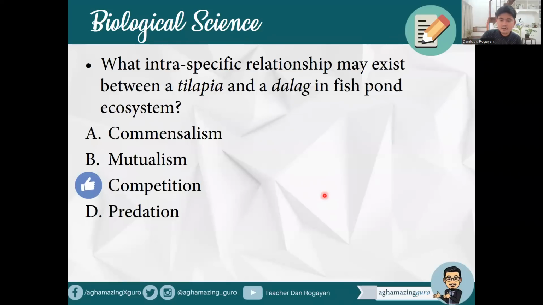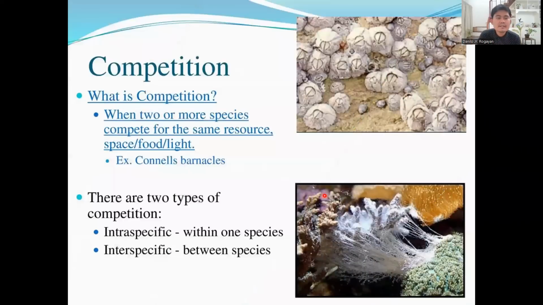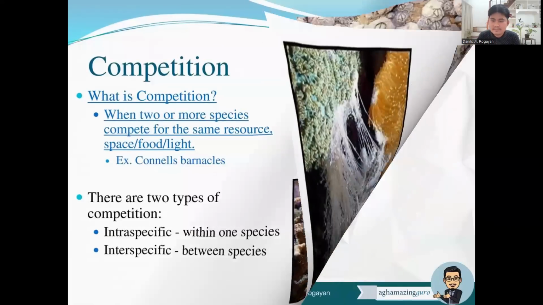Okay? So that is for competition. What relationship exists when one animal hunts, kills, and eats another animal? Commensalism, mutualism, competition, predation. Siyempre, that is your predation. That is correct. Okay? So we have the predator and prey. Very basic yan. Okay? So intraspecific within one species and interspecific between different species. Between two species. Okay, so that is for your competition.